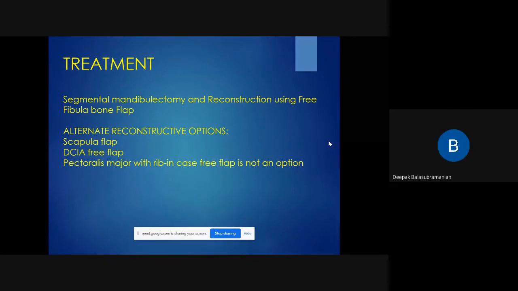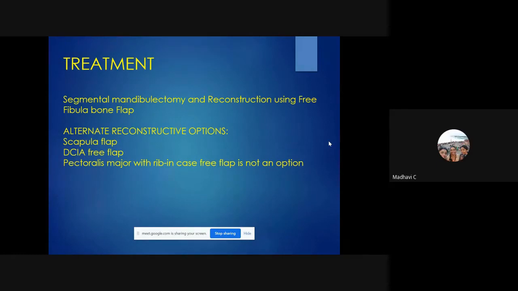Because it does not have dual blood supply. You can only corticotomize the DCIA. So you might not get a perfect closed osteotomy, but it will heal well. How do you repair the DCIA donor side?